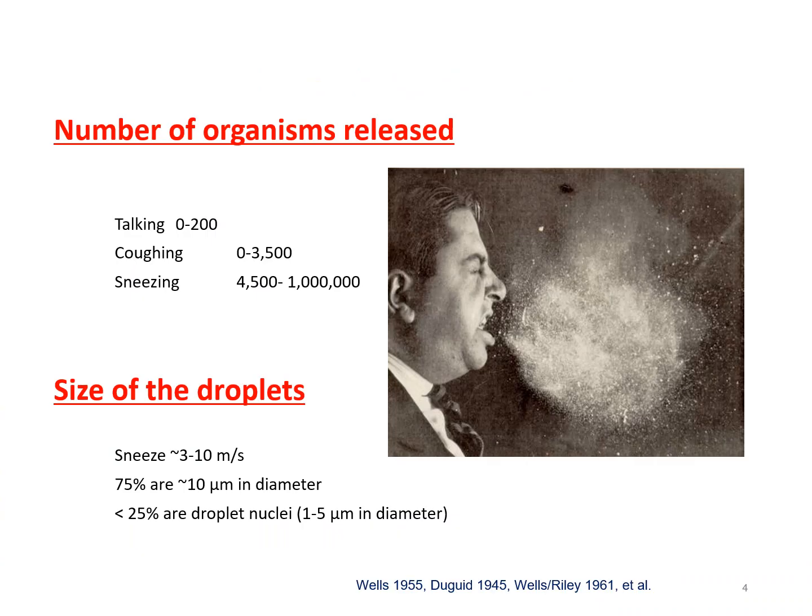When a person breathes or talks, about 0 to 200 organisms are released into the air. When he coughs, about thousands of organisms are released into the air, while sneezing releases nearly lakhs of organisms into the air. The size of a droplet in sneezing is about 3 to 10 microns, while 75% are nearly 10 microns in diameter, and less than 25% are droplet nuclei. They are less than 5 microns in diameter.